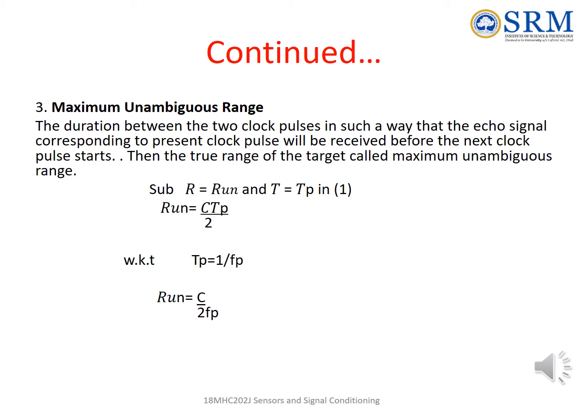Here R is written as Run, unambiguous, and T is written as Tp, the pulse repetition time. Substitute this in the first equation, we will get Run equal to c Tp by 2. And we know that the pulse repetition time Tp is equal to 1 by fp. Substitute this in the Run equation, we will get Run equal to c by 2 fp.